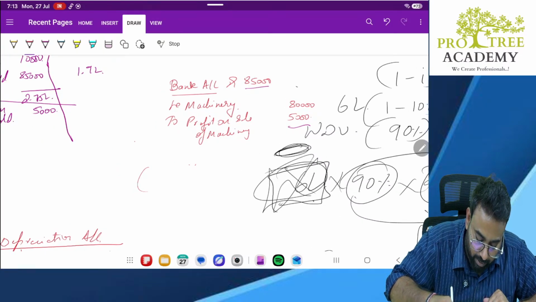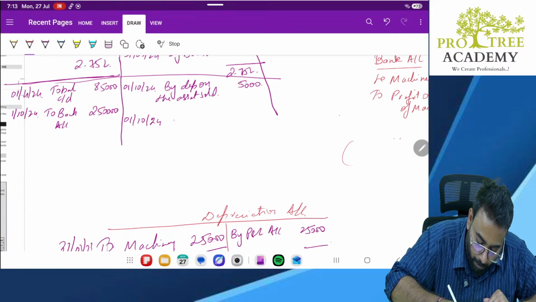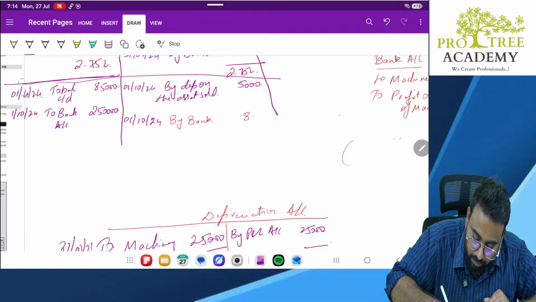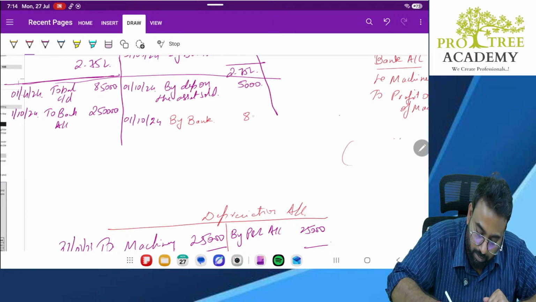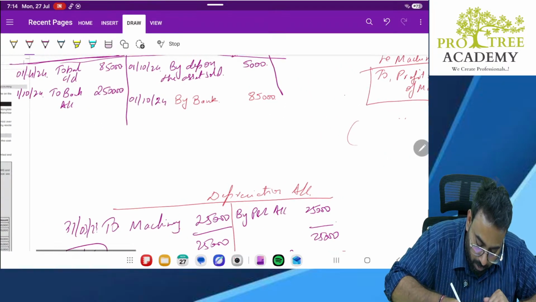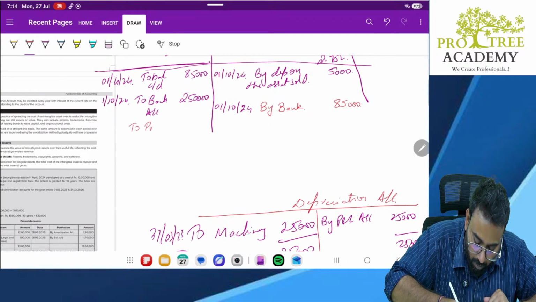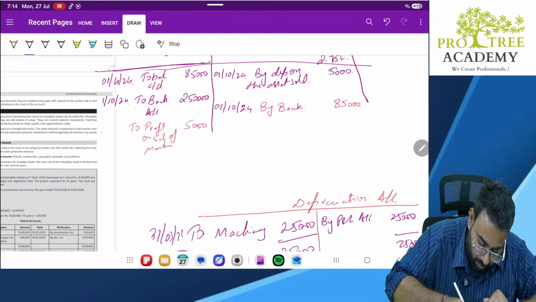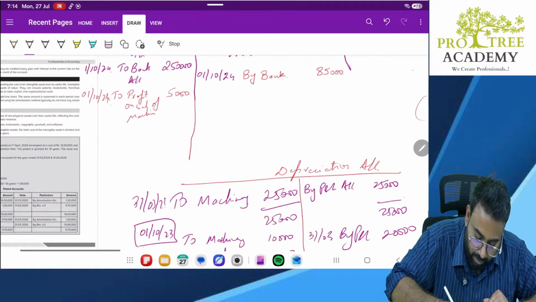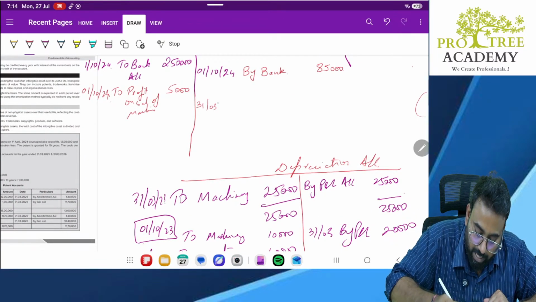Bank account is debited. So we'll write down by bank. How much? 85,000. Okay. Recorded. Now, to profit on sale of machinery is credited. So we'll record it. To profit on sale of machinery. How much is it? Yes. Okay, done. Next.